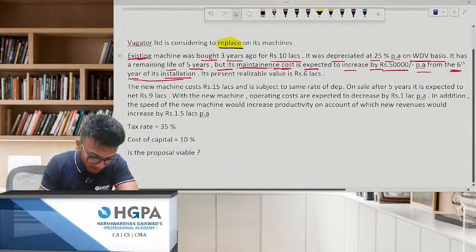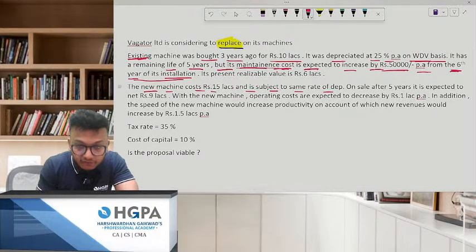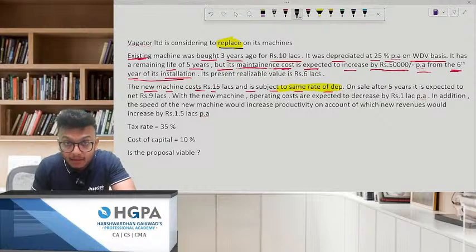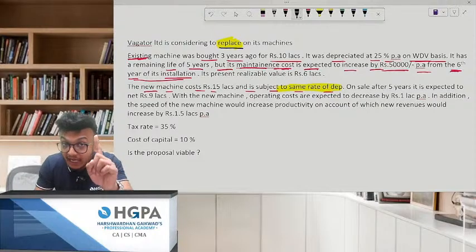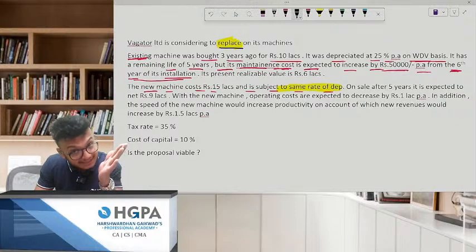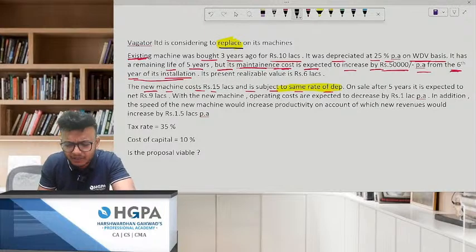Done. Now, the new machine is costing rupees 15 lakhs and is subject to same rate of depreciation. Now, this is the most important line in your whole question. If you're not understanding the worth of this, then the whole question is of no use. The meaning of that line is that they're telling you it belongs to the same block of asset. So this means our calculation part is reduced to some extent. I'll come to that part, but remember it belongs to the same rate of depreciation. So what is the same rate? It's 25% on WDV basis.